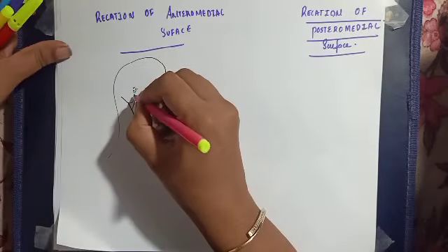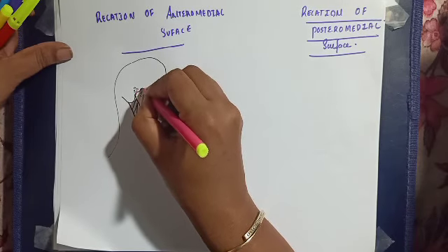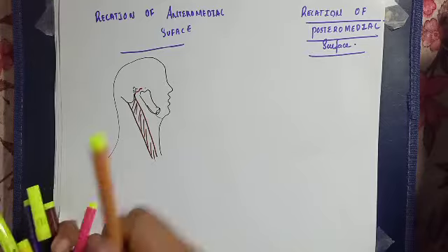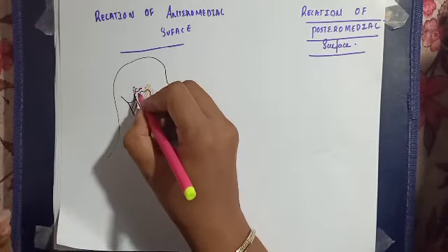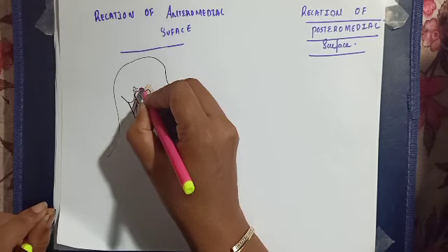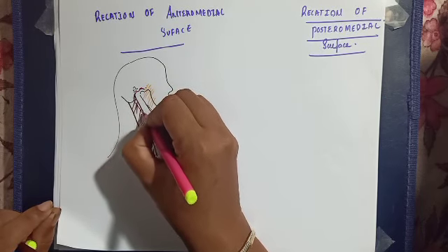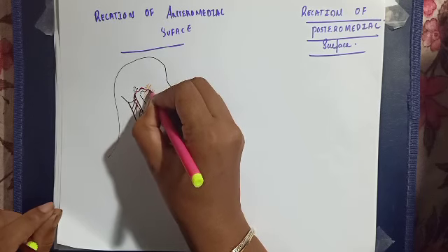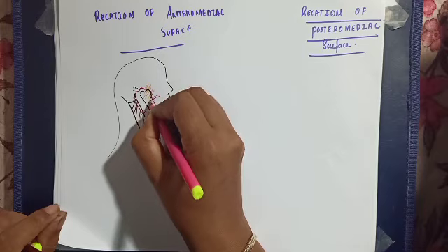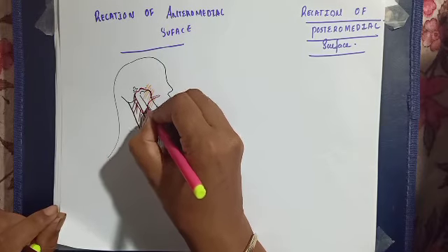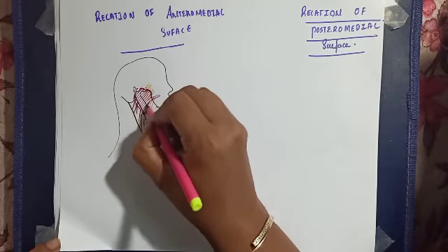So you are having the parotid gland here. It is located below the external acoustic meatus, and you are having some muscle here. That is the masseter muscle, and the gland is overlapping this ramus of the mandible, and also part of the sternocleidomastoid, and also the masseter muscle like this. Okay, so the gland is located like this.